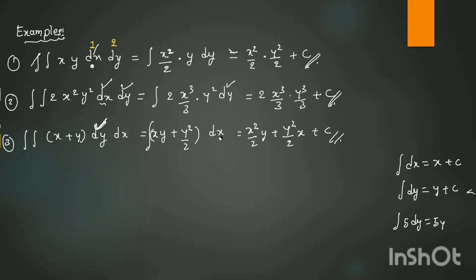Next, we have to integrate with respect to x. There is an x term here. So x will be x square by 2, and y will be as it is because it is multiplication. Plus, it is another term. Here we don't have x, so it is a constant term. So we have to multiply x to this. So that will be your answer.